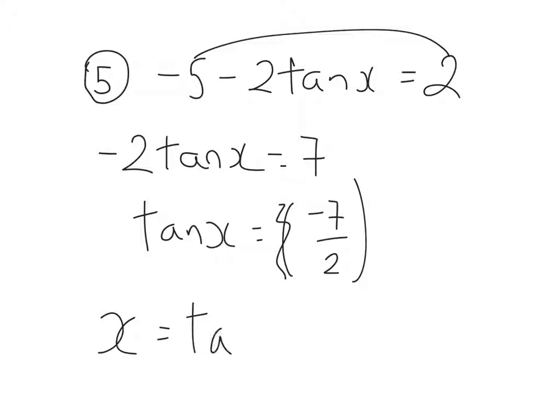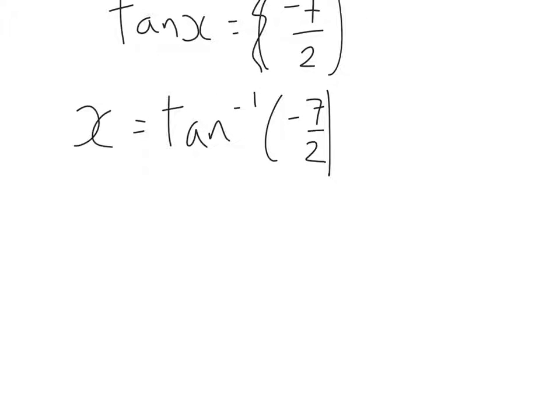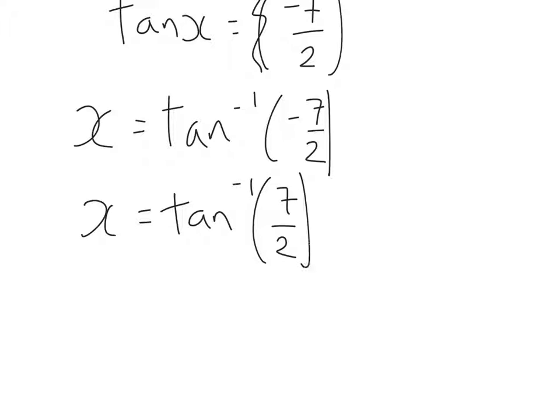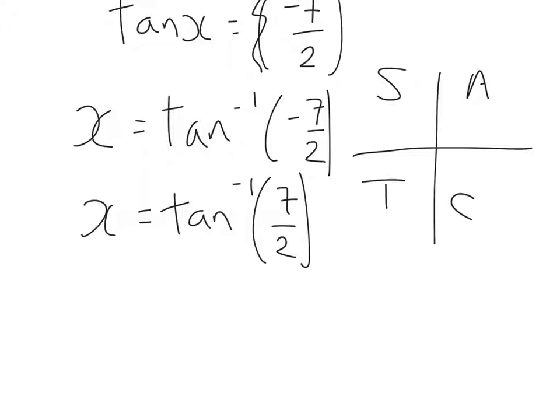x equals tan inverse minus 7 over 2. So again, we've got a negative. We change that to positive for tan. We would normally look in all in tan, but because we had a negative result and changed it to positive, we look in sine and cos.